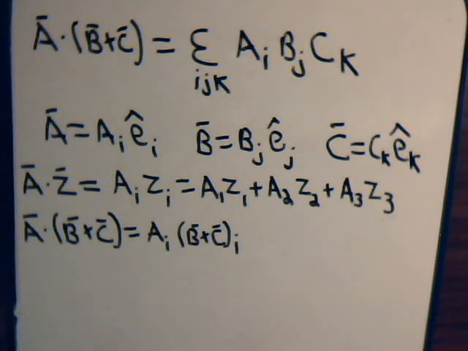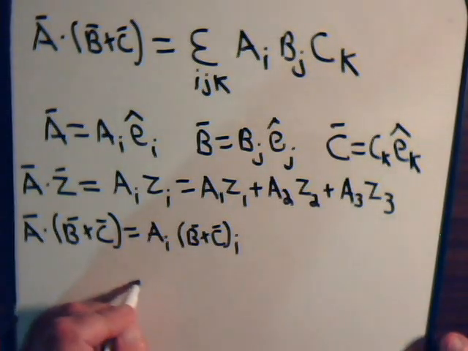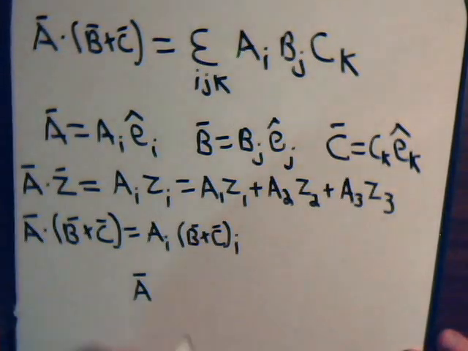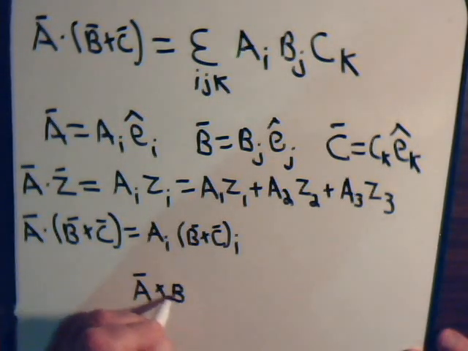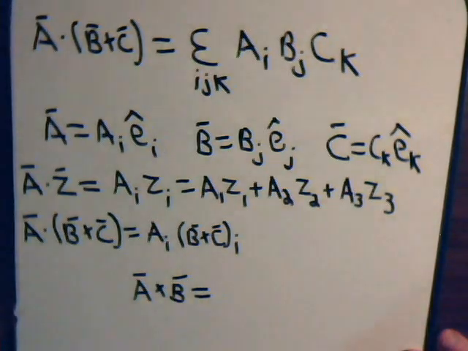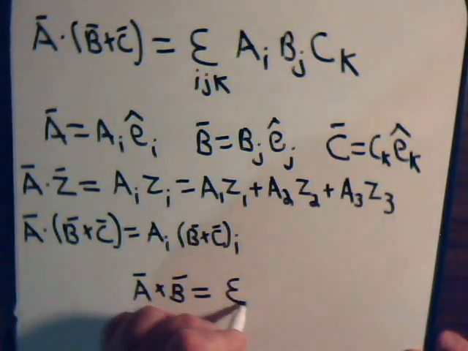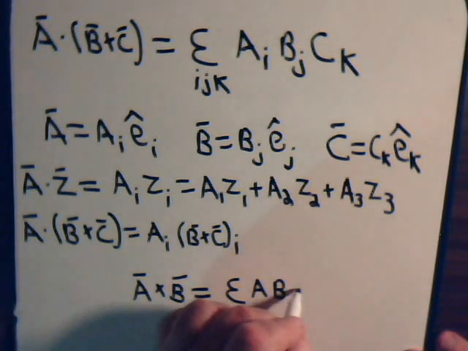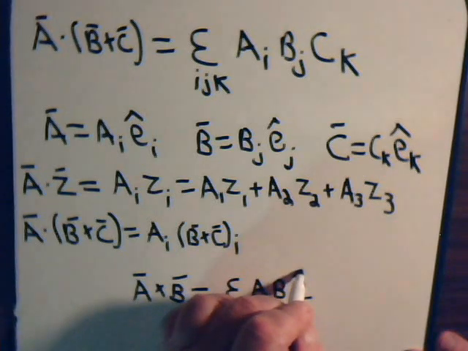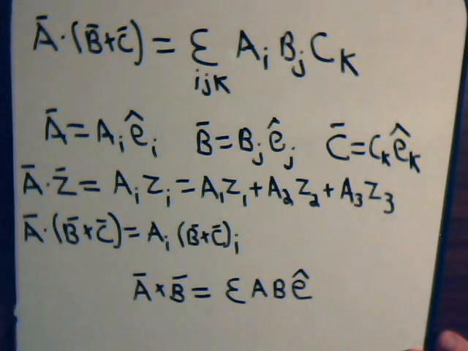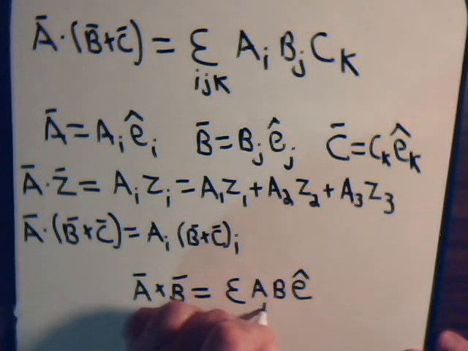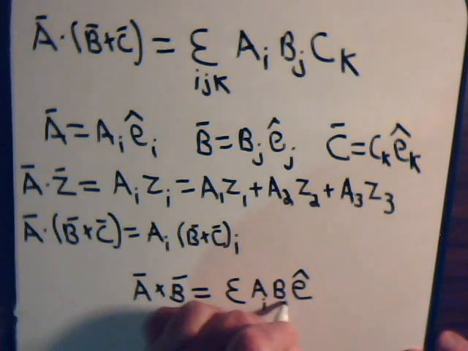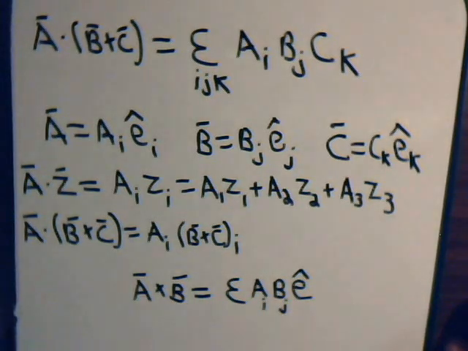Remember the generic formula for our cross product. A cross B equals epsilon AB. The order is important now. A, B, and we're going to have a unit vector here. Now, A we were expressing with an I index, B with a J index. So we have I here, J here, and this was EK.